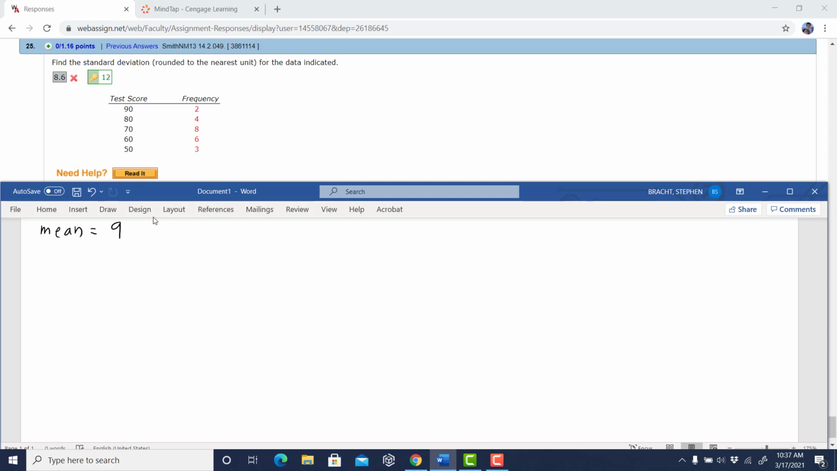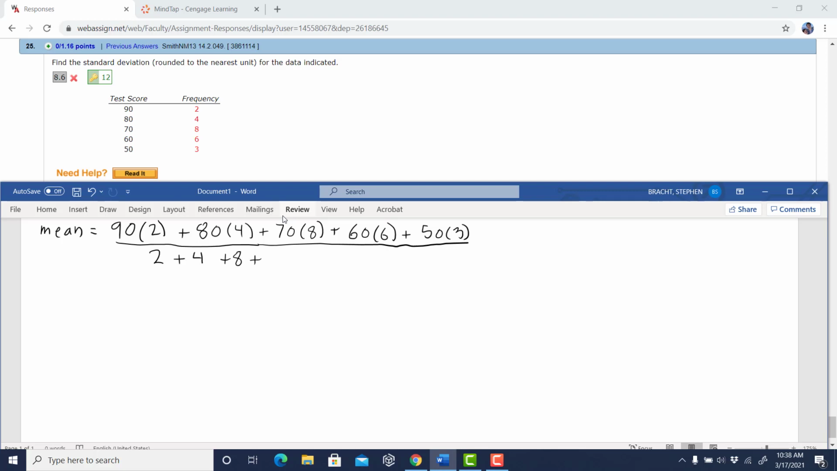So we have 90, but 90 repeats twice, so we'll multiply it by 2. 80 repeats 4 times, so I'll multiply it by 4. 70 repeats 8 times, so I will multiply it by 8. 60 repeats 6 times, so I'll multiply it by 6. And 50 repeats 3 times, so I'll multiply it by 3. The total number of numbers is found by taking the sum of the frequency values. 90 occurs 2 times, 80 occurs 4 times, 70 occurs 8 times, 60 occurs 6 times, and 50 occurs 3 times.